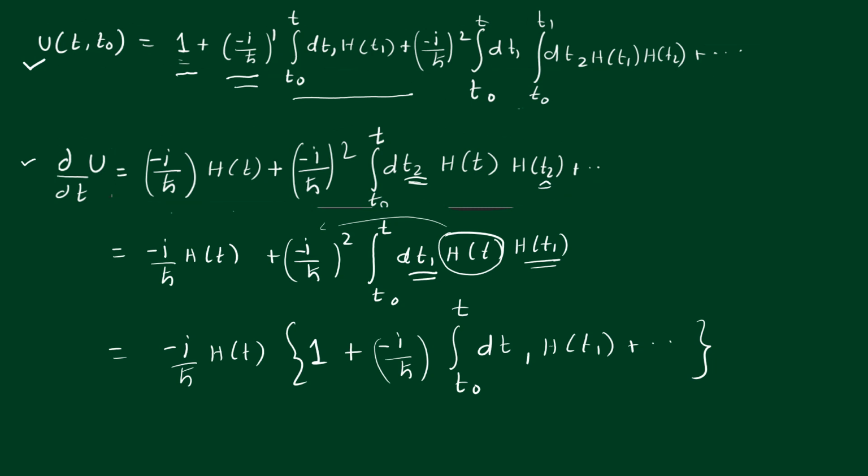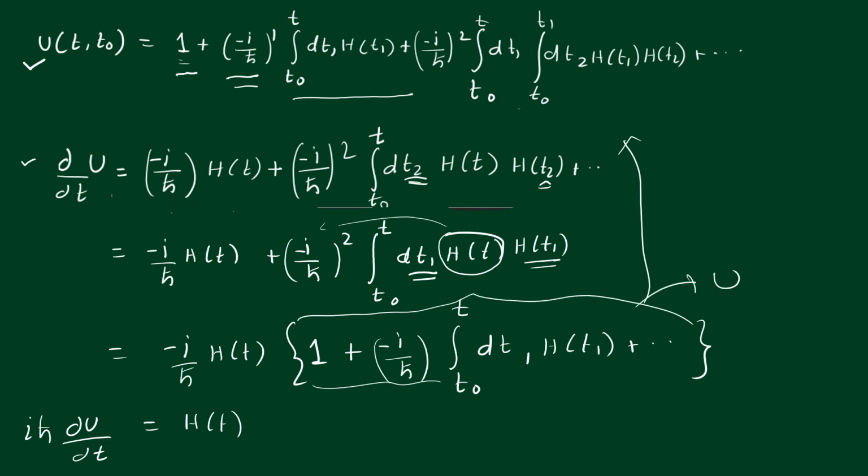Okay, so we see that when you take the partial time derivative of this form for u, you get minus i by h bar h of t multiplied by the same series. Now you do the same thing, you multiply by i h bar on both sides. You see that i h bar partial time derivative of u is equal to h of t multiplied by, this is again the form of u that we started with, h of t multiplied by u of t comma t0 to be precise.